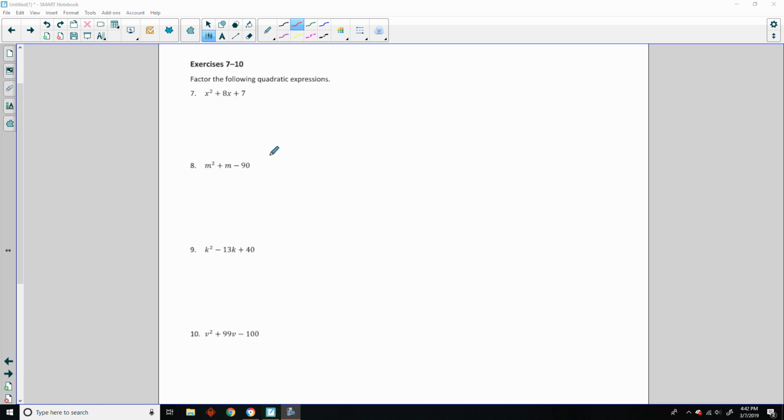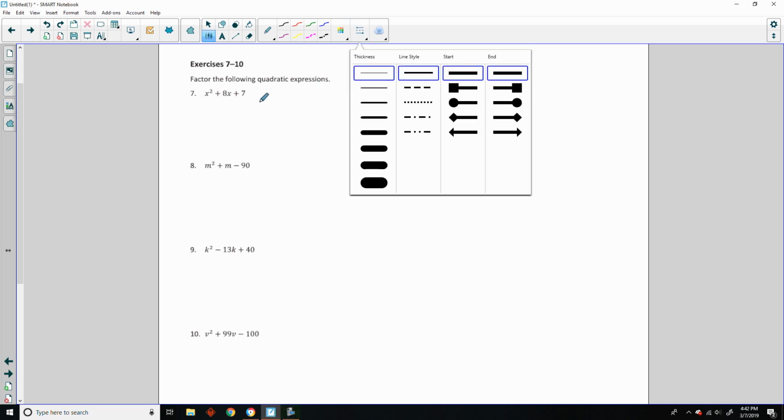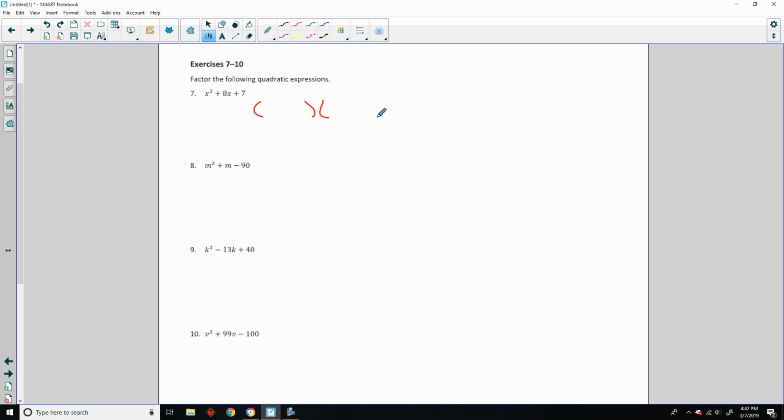Okay, so here goes. Now this says to factor this quadratic. We're going the other way now. So now we're going to factor. So I'm going to have two parentheses. X squared is x times x. And then we're going to take the factors of 7.